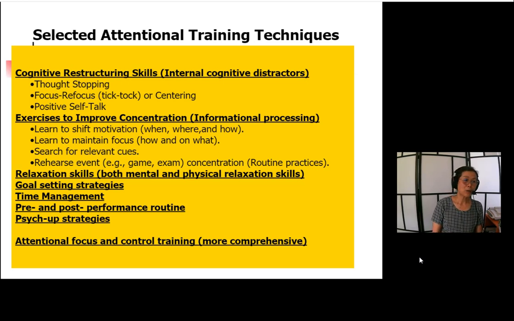Goal setting strategies and time management techniques can be really good when you're developing monthly, weekly, daily routines so that you can pay attention to the relevant tasks throughout the day, week, and month. And pre- and post-performance routines are very immediate techniques that help you pay attention to the present so that you don't get distracted easily by external as well as internal distractors.